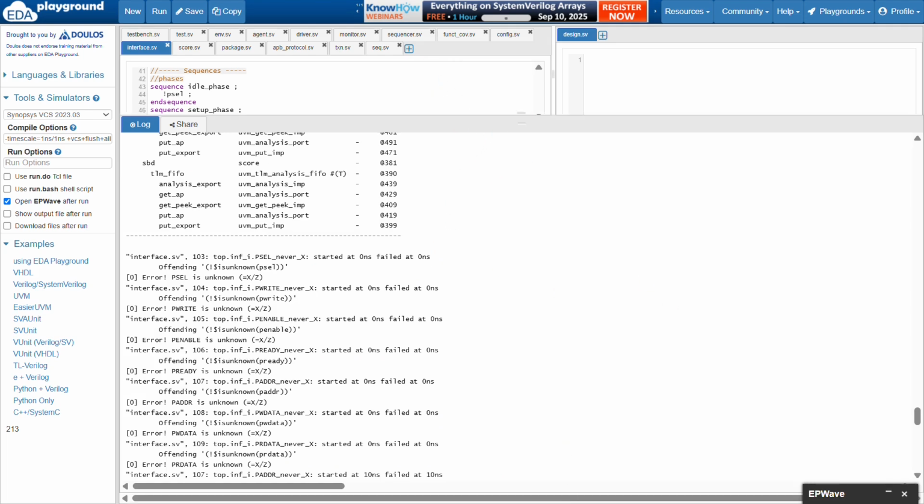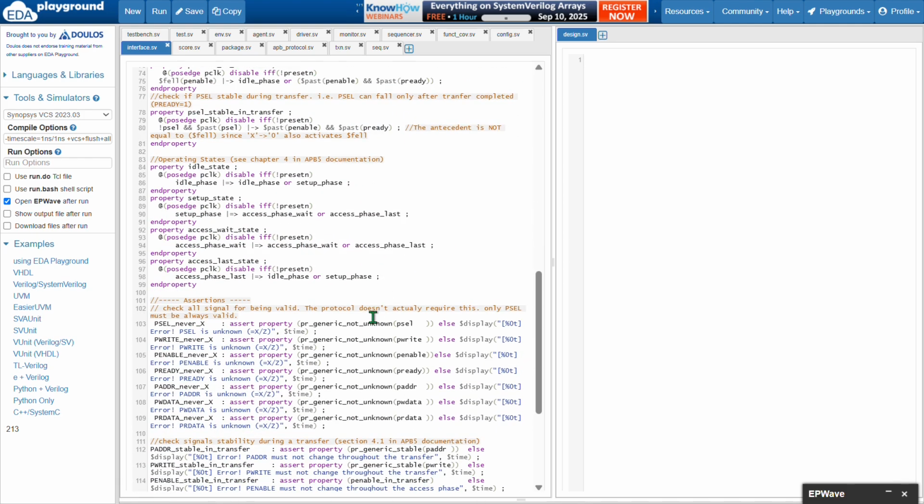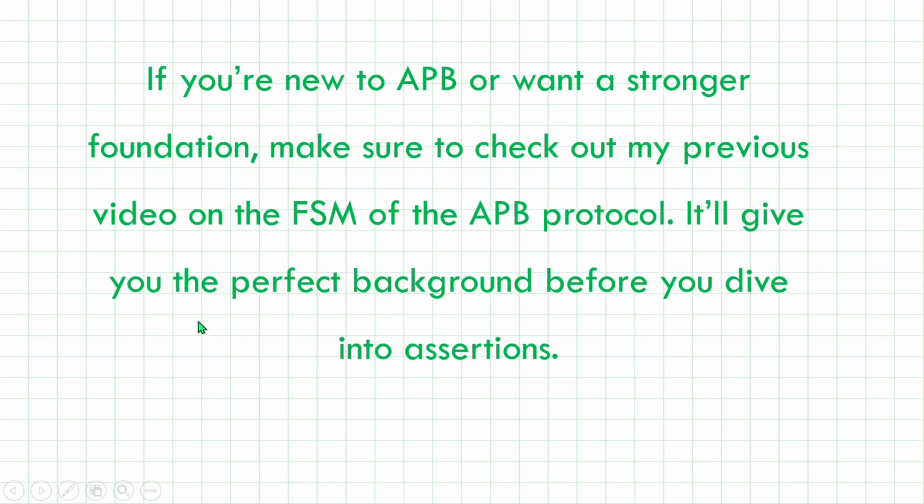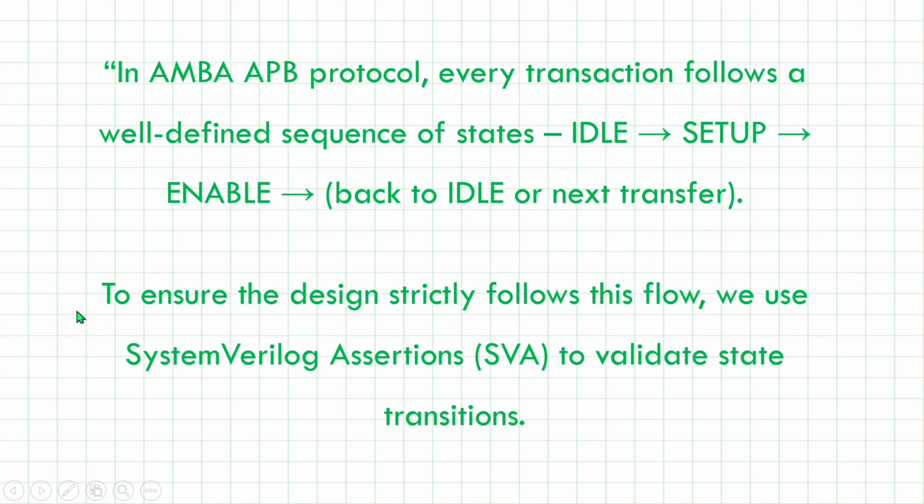Now we will understand these assertions. First part, which will be your state part. So this is part 1 video of APB Protocol Assertions in SystemVerilog, and in this video we will discuss how to write assertions for APB protocol. But before that you have to understand the APB protocol, and I have made a separate video for APB protocol verification, in which I have explained it. So before starting this video you can watch my previous video.